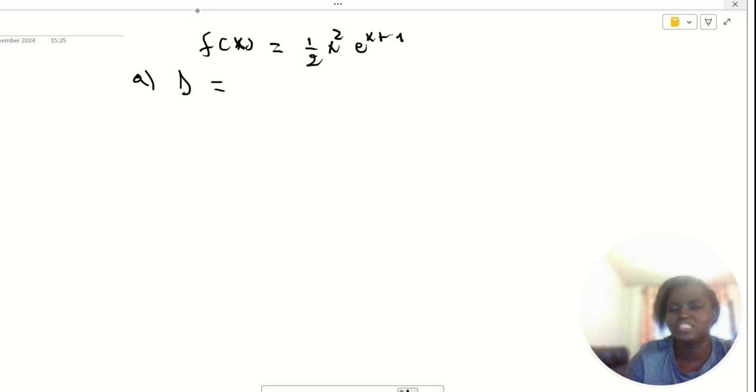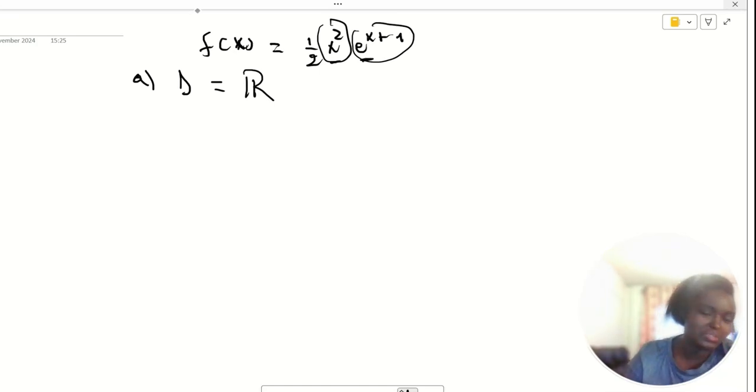So the domain of definition for this function, you can see that for any x in R, x squared is defined and the exponential function is also defined. So the composition of these two functions will also be defined for any value in R. So the domain of definition for this function is the set of real numbers, R, from minus infinity to plus infinity. So that was A.